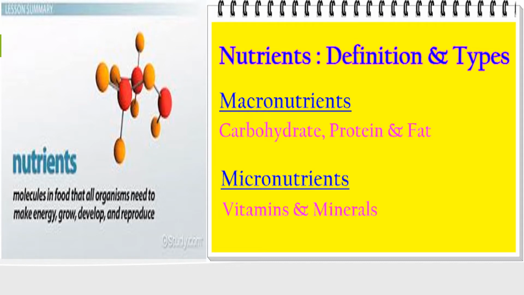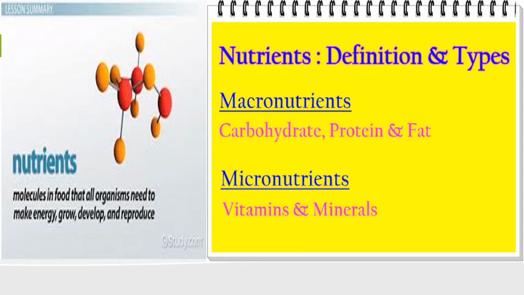So what is a nutrient? A nutrient is a molecule in food that all organisms need to make energy, grow, develop and reproduce. So all these functions are performed by nutrients. And these nutrients are of two main categories. They are divided into macronutrients and micronutrients.